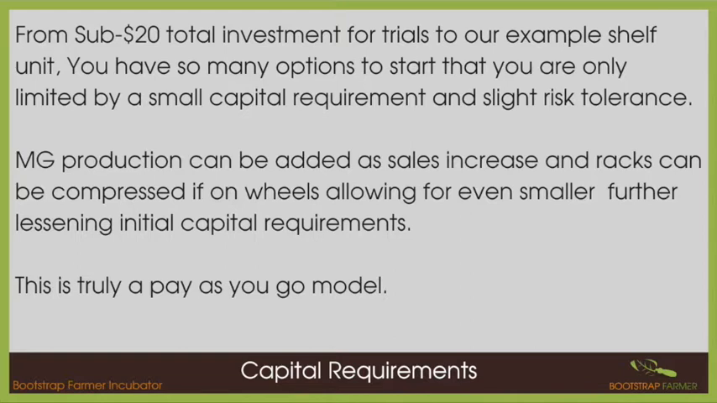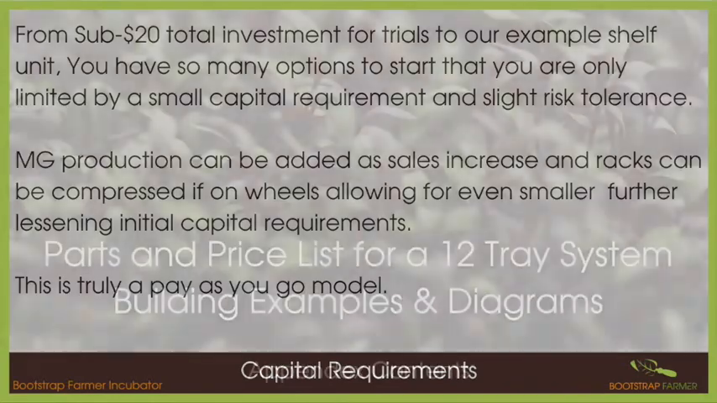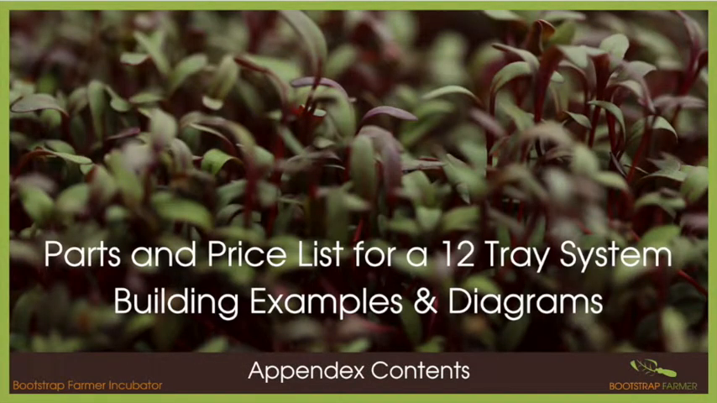Your capital requirements can be as little as $20 just to start trialing out. Our rack system that we built is roughly just a little bit over $1,300. Again, you could probably save $100 or $200 by looking at some different options, or you may spend a little bit more by adding some more efficiencies on there. And this is just what we felt was going to be the best for our situation. And it really is a pay-as-you-go model, and you can always upgrade later. In our appendix, we give you a parts and price list for a 12-tray system on one rack, and then building examples and diagrams, and then some of the bids that we got out to price these things out.